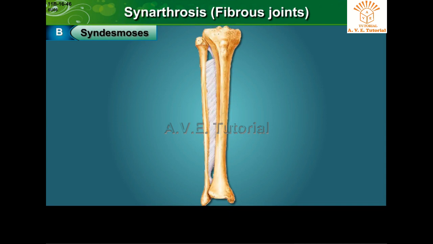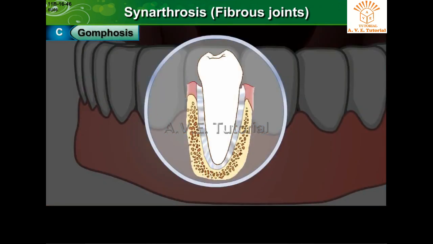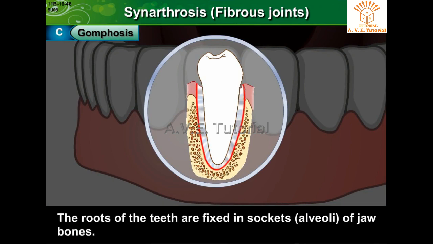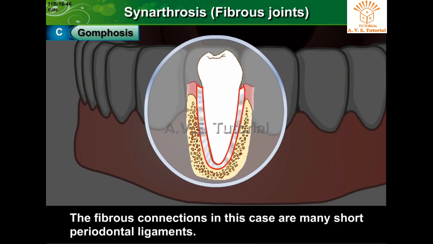B. Syndesmoses. Fibrous connective tissue that connects 2 bones. Example, tibia and fibula. C. Gomphosis. Characteristic of thecodont teeth. The roots of the teeth are fixed in sockets, alveoli of jaw bones. The fibrous connections in this case are many short periodontal ligaments.